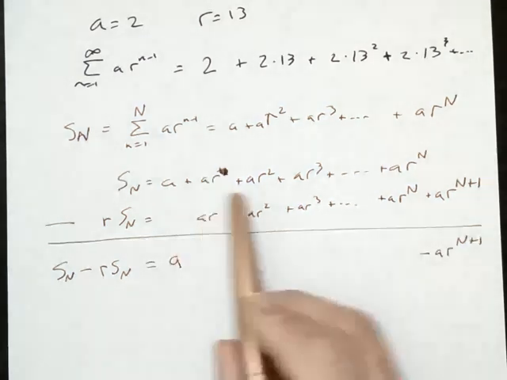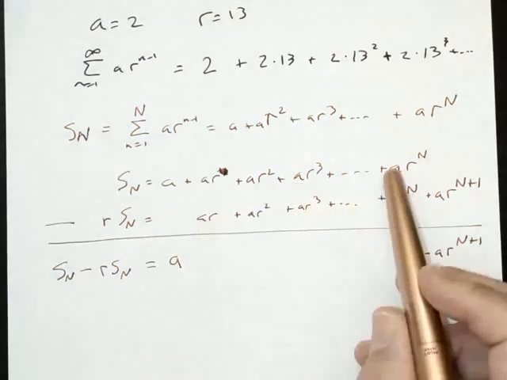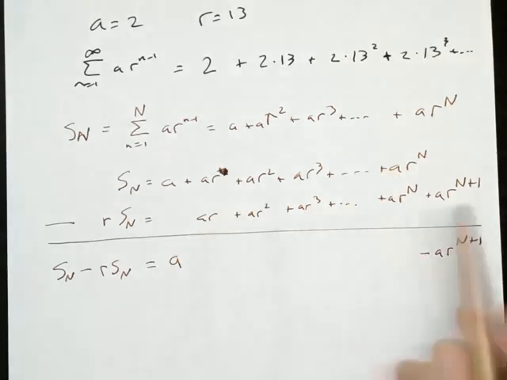So this would be A and A and A and A, and the top would just have N, and the bottom would just have N. Oops, that doesn't do me much good, does it? N minus N is 0. So as long as R is not 1, this actually gives me stuff.